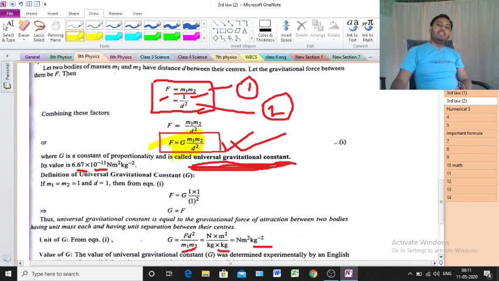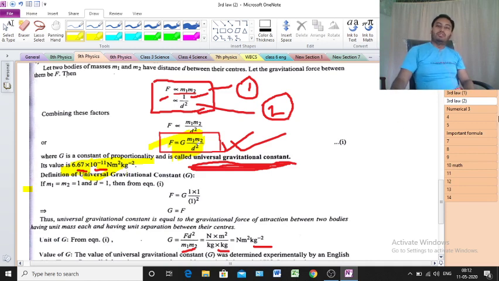What is the value of G? G is 6.67 into 10 to the power minus 11 Newton meter square kg to the power minus 2. Clear? I hope you know very well.